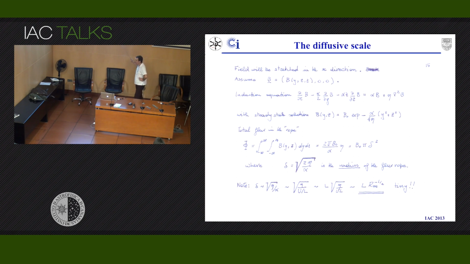Okay? So this is the important scaling. If you quadruple the Reynolds number, your flux rope will become half as big. So that's the scaling that counts: the size of the gradients goes as the magnetic Reynolds number to the minus 1/2.